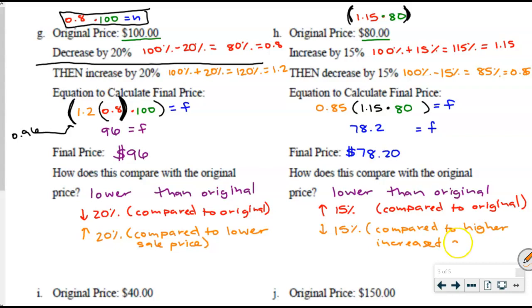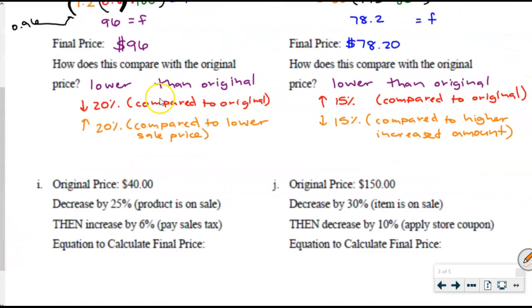Which means that 15% is a bigger part of the whole because it's compared to a greater amount. Okay, let's finish up these last two.